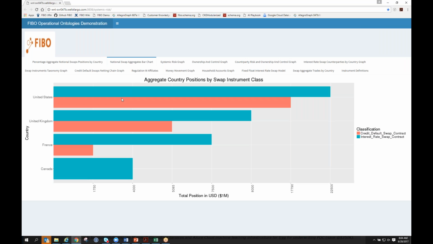So we can look at this in many different perspectives. So we could see aggregation is done very effectively using FIBO, where we could say aggregate positions by swap instrument class. We have a very rich taxonomy that I'll get into a little later that makes aggregation very easy. It doesn't require often the complexity using conventional technologies because FIBO has an ontology, a very rich taxonomy.